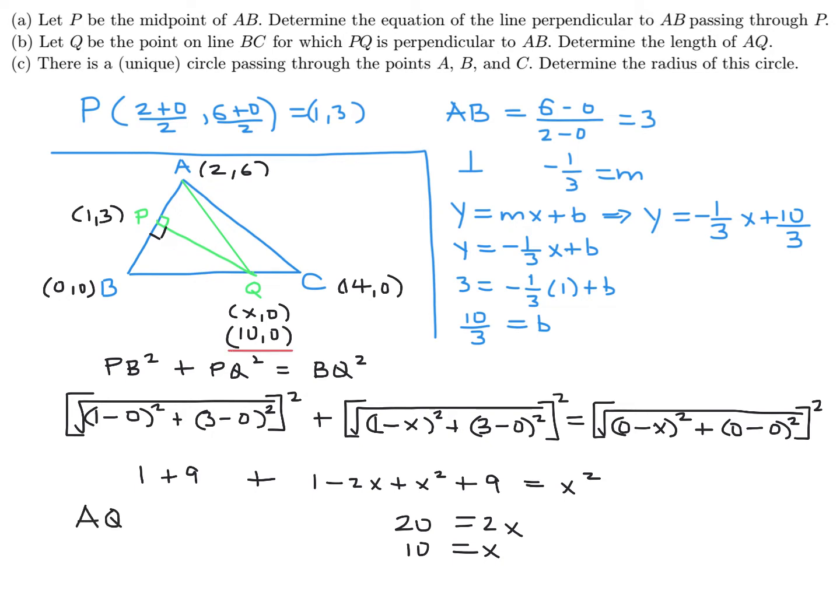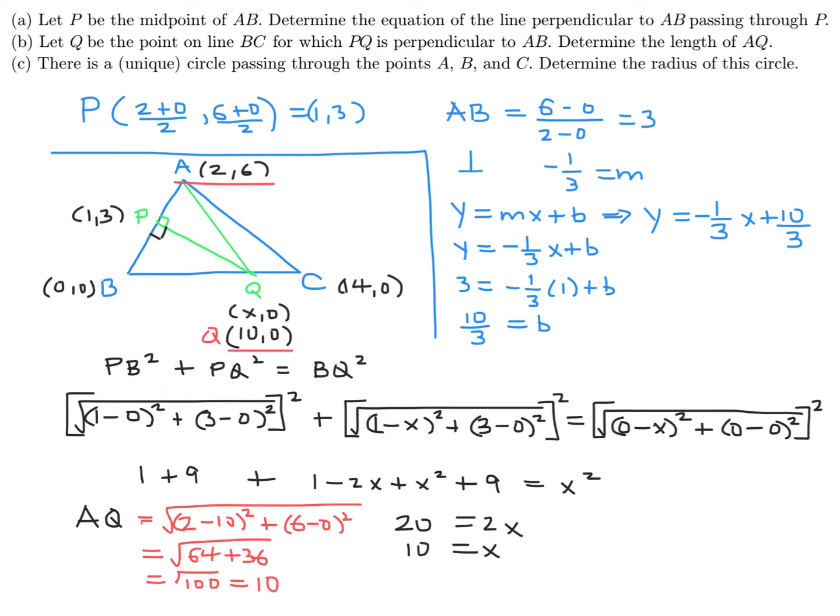This is the coordinates for Q. This is the coordinates for A. So AQ, again using the distance formula, 2 minus 10 squared plus 6 minus 0 squared, all under the square root sign. So that's minus 8 squared, 64, 6 squared, 36. So that looks like 100, square root, I should say. And that's 10. So the value of AQ is 10.